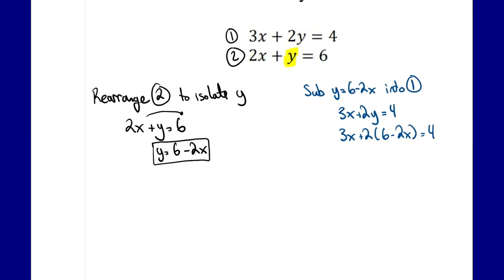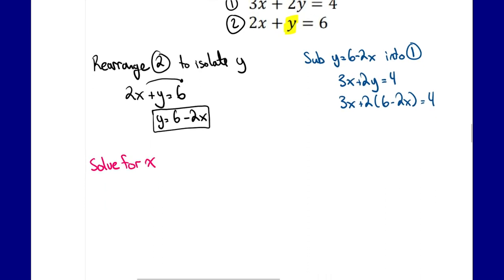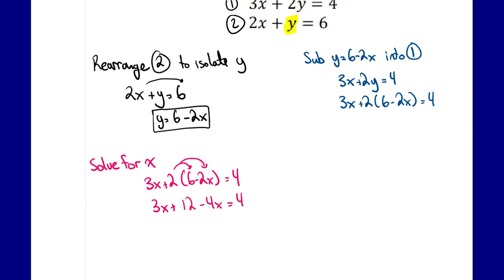Once I've substituted it in, now I can solve for the missing variable, or x. So I can solve for x now. So 3x plus 2 times 6 minus 2x equals 4. I'm going to go through and solve. So I'm going to expand first. So 2 times 6, 2 times -2x. We get plus 12 minus 4x equals 4.